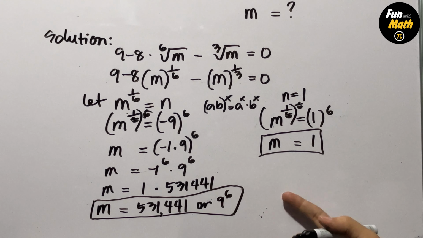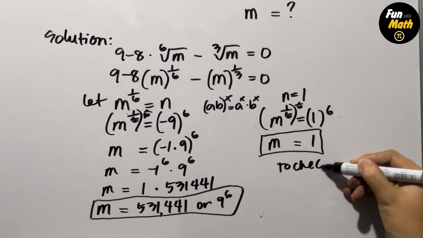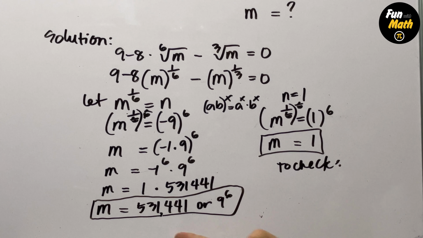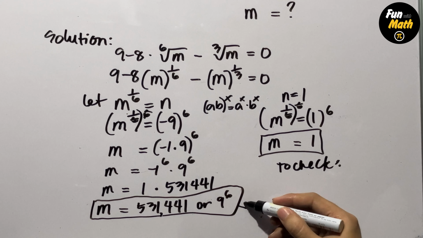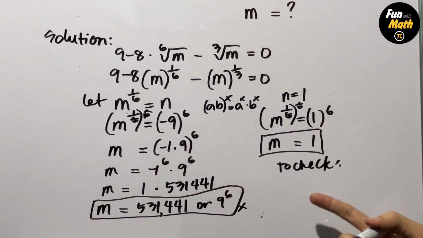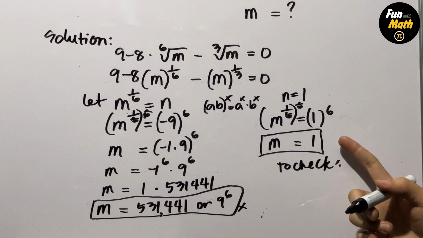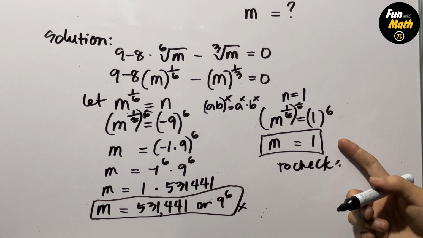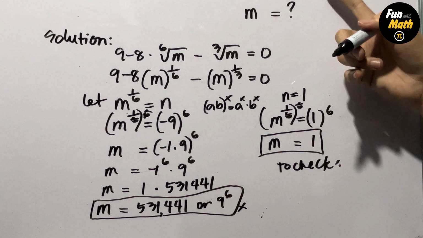Now, we can check if the values of m are correct. If you observe, on our first value of m, that is 531,441, or 9 to the power of 6, before we arrived at this answer, the value of n is negative. So that's the sign that this is not a correct value of m to satisfy our given equation. Now, for m is equal to 1, there's a possibility that it will satisfy our equation.